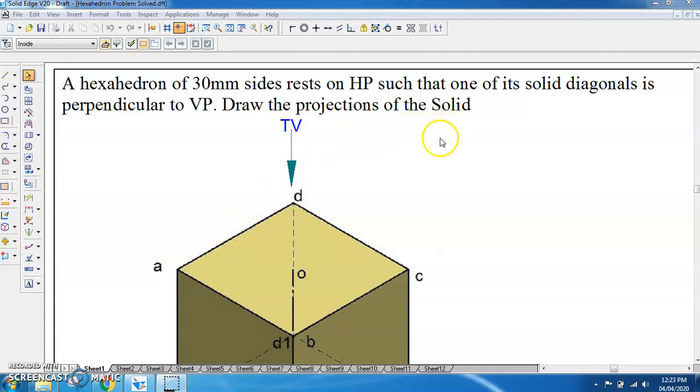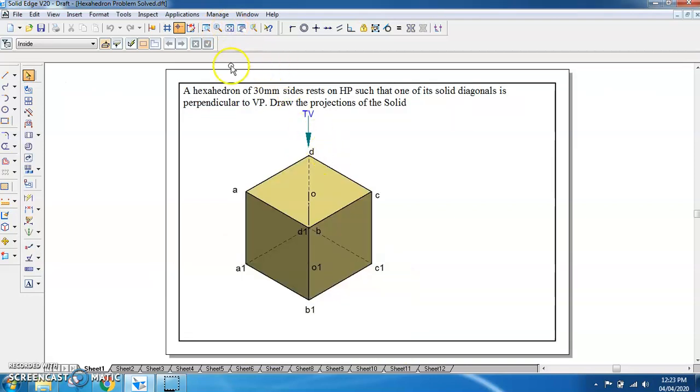So first we'll try to understand what is a hexahedron. So this is the 3D image of the hexahedron. Hexahedron is nothing but the cube, and we find this cube or hexahedron as a regular polyhedra. It means all the surfaces of these solids are square faces, and the side given here is 30 mm. So all the base edges are 30 mm, all the top edges are 30 mm, and also the lateral edges are 30 mm.